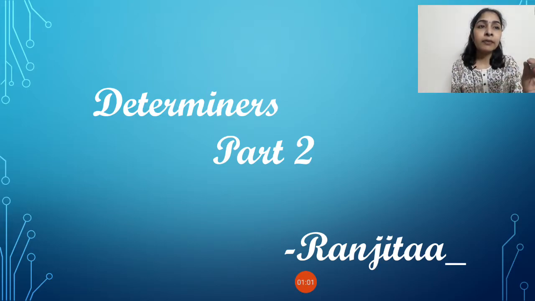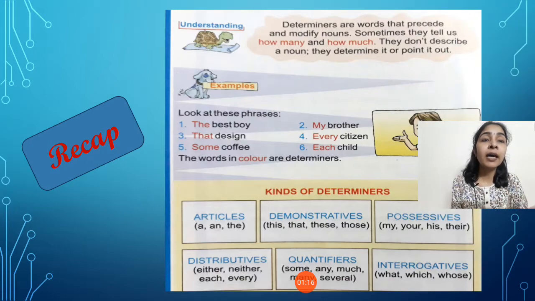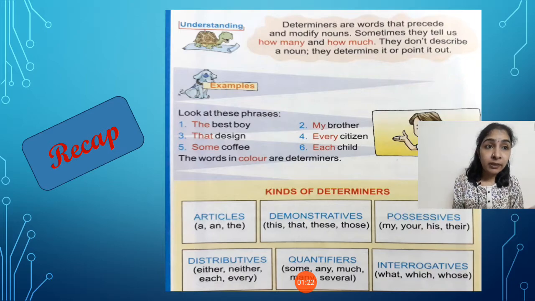Now, let's have a quick recap of what determiners are. Determiners are the words that precede and modify a noun, and sometimes they tell us how many or how much. They do not describe the noun. That is the thing to remember: they do not describe the noun, they determine it or point it out. That will help us to identify determiners in the case of pronouns, where they create confusion with pronouns or with adjectives.